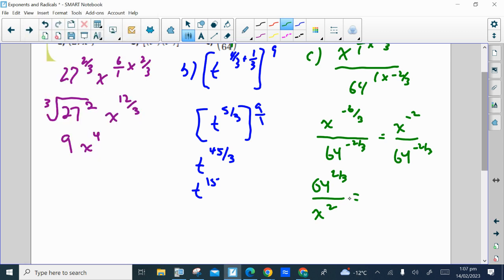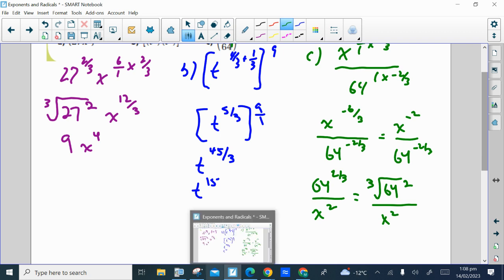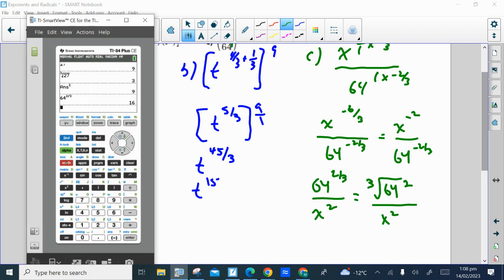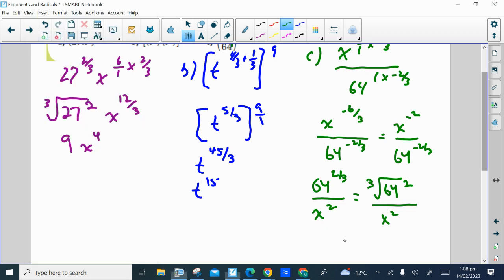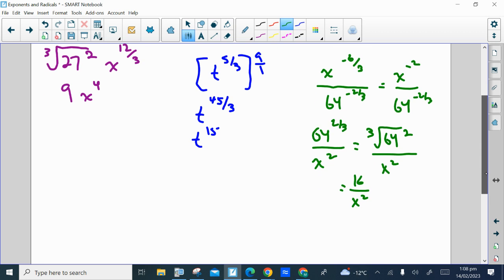And the reason is that when you have a rational exponent, you can write it as a radical. The denominator 3 tells you what root it is. The numerator 2 tells you what power it's raised to. And on the bottom, you're just going to have x squared. The cube root of 64 would be 4. And then when you square it, you get that 16. That's where it comes from. So this will be 16 over x squared. There's the final answer.